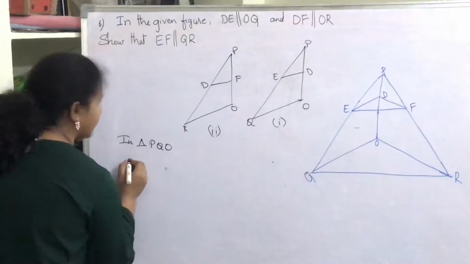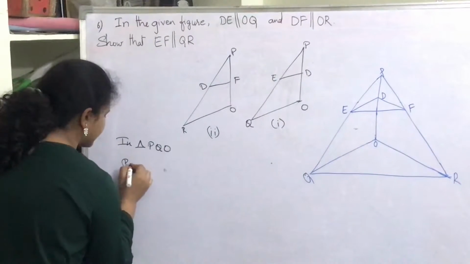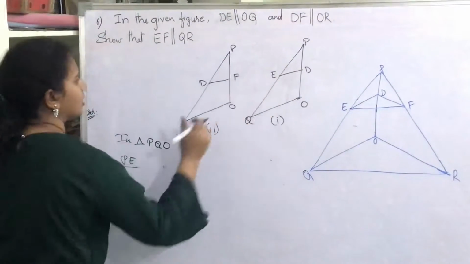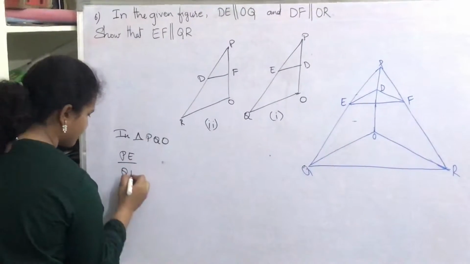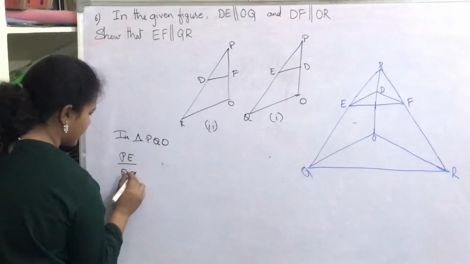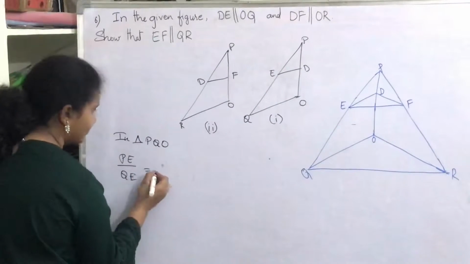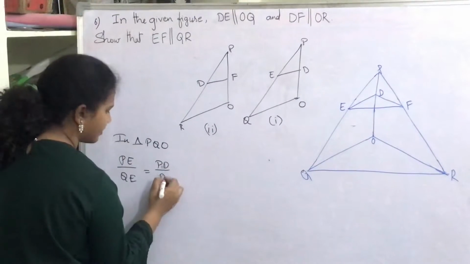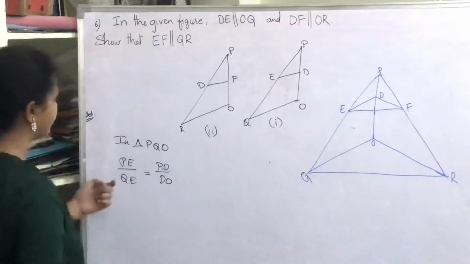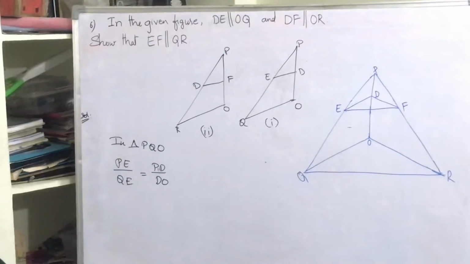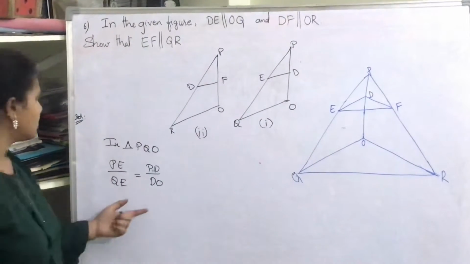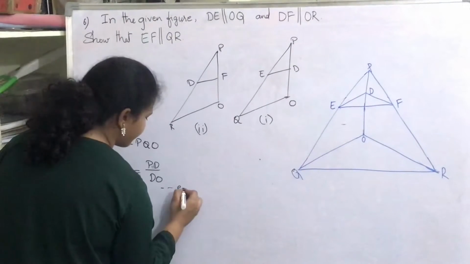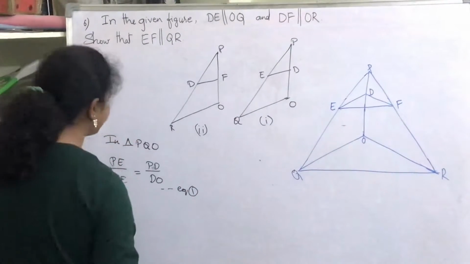By using the basic proportionality theorem, PE by QE equals PD by DO. Let this be equation number 1, guys.